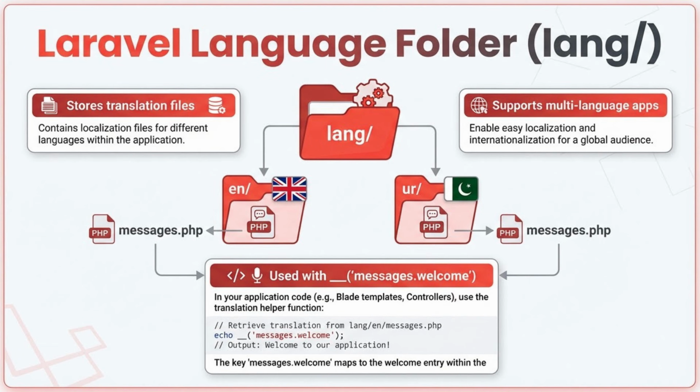For example, when you write __('messages.welcome') in your code, Laravel looks inside the appropriate language folder, finds the messages.php file, and returns the translation for the welcome key. If the app's locale is set to English, it will use the text from lang/en/messages.php. If set to Urdu, it will pull from lang/ur/messages.php. This system makes it incredibly easy to switch languages across your entire site without changing your templates or rewriting your content.